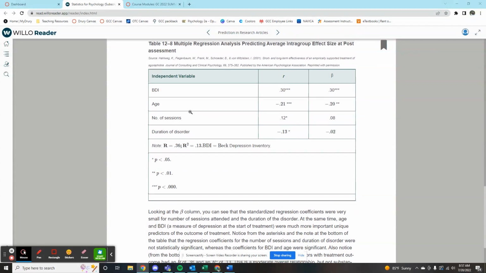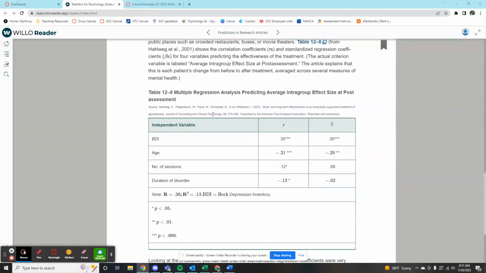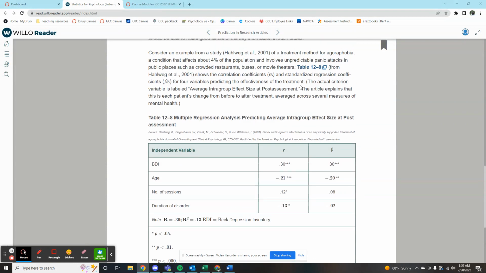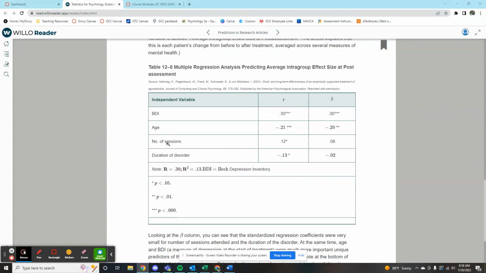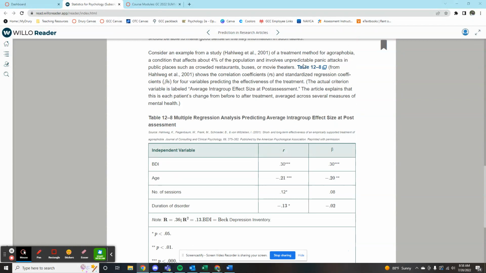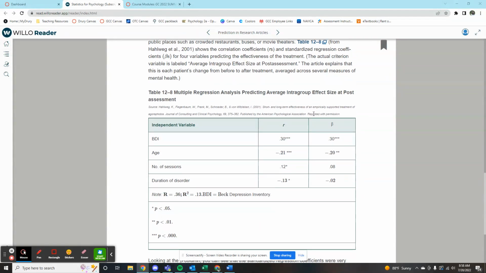This table summarizes a study where they were looking at predicting the effectiveness of treatment related to the frequency of panic attacks, unpredictable panic attacks. They looked at 4 different variables: BDI, which is your Beck Depression Inventory score, age, number of treatment sessions, and the duration of the disorder. These are the 4 variables they were using to try to predict the effectiveness of treatment of these unpredictable panic attacks in people with agoraphobia.